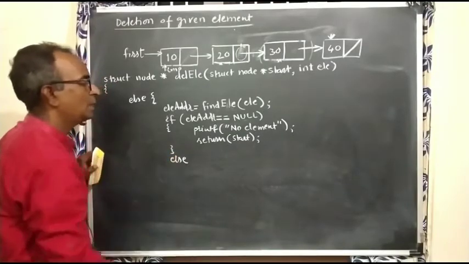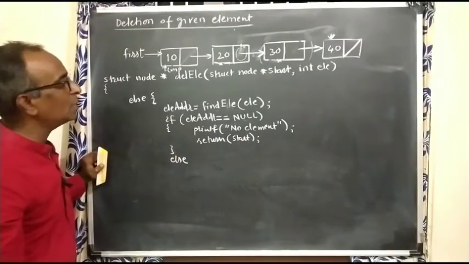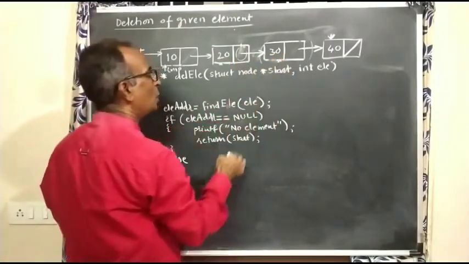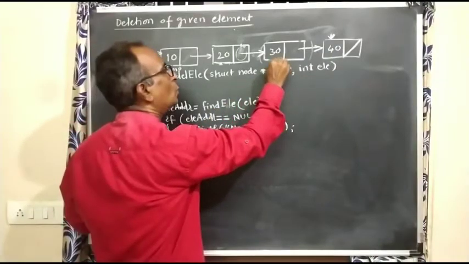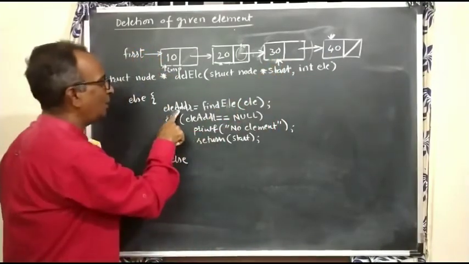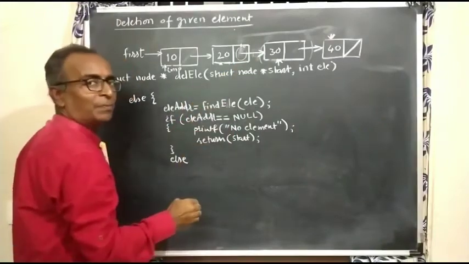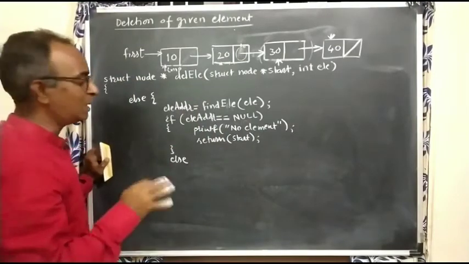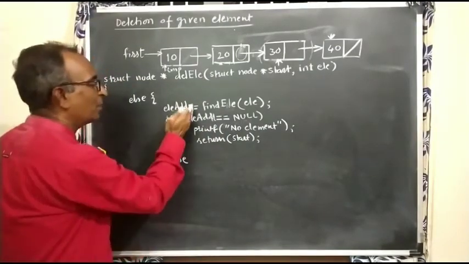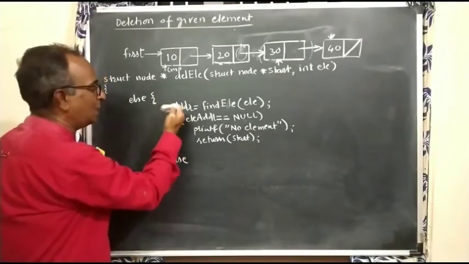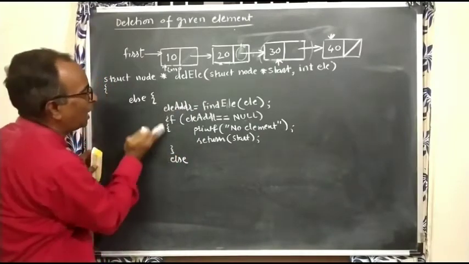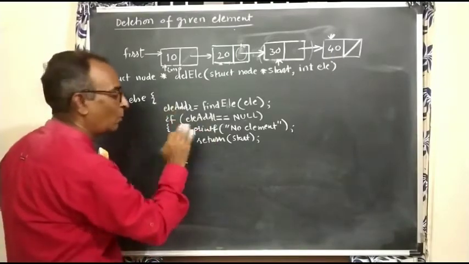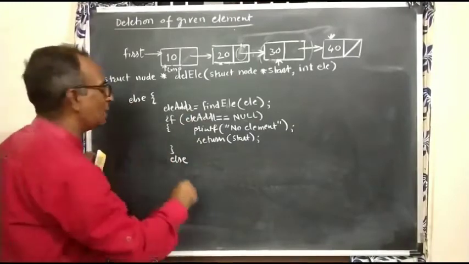Else, what conditions will be there? Find element has found the element. Suppose you are deleting 30, so you are getting the address of 30 in element address definitely. Now I have to get the predecessor node's address. The predecessor node's address is compulsory. So see, if the element is found, control comes to the else part of this, right? If the element is found, then I will get the predecessor node's address.